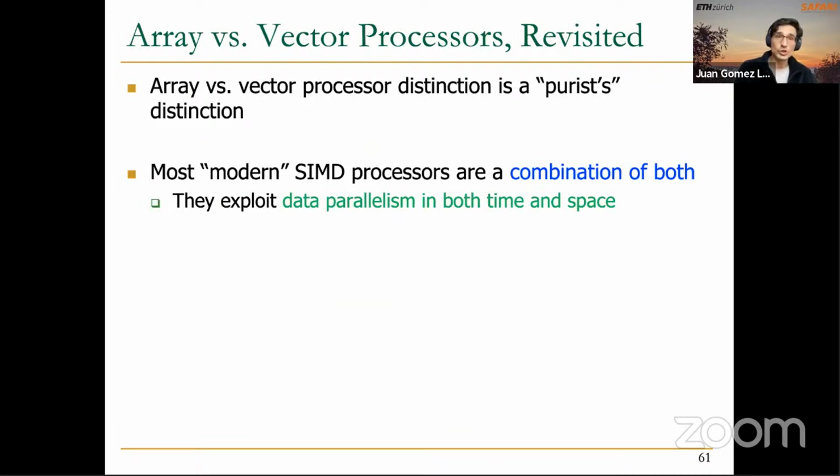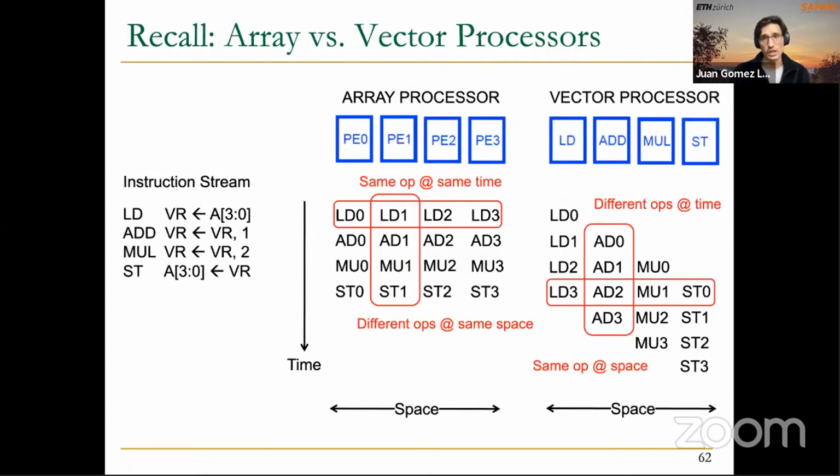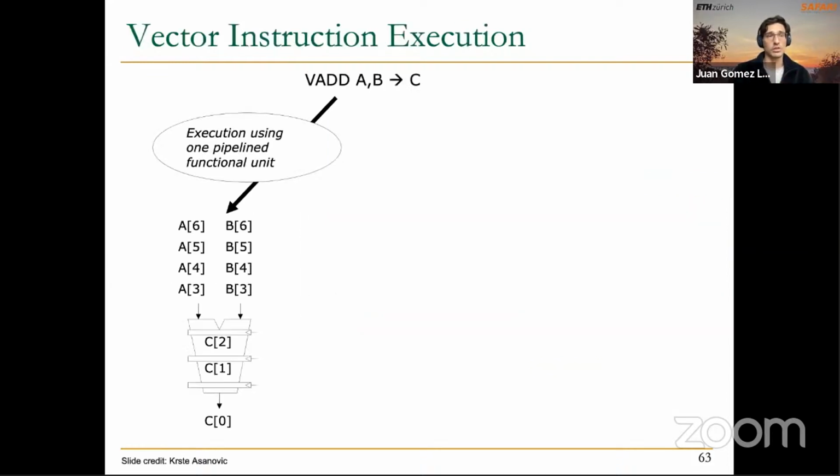Okay, so as you see, array and vector processors are very similar. It's more like a theoretical distinction, but in reality, modern processors are a combination of both. Typically, GPUs, as I said before, combine data parallelism in both time and space. So in the end, they do these two things at the same time. And you can see a first example of this in this slide.